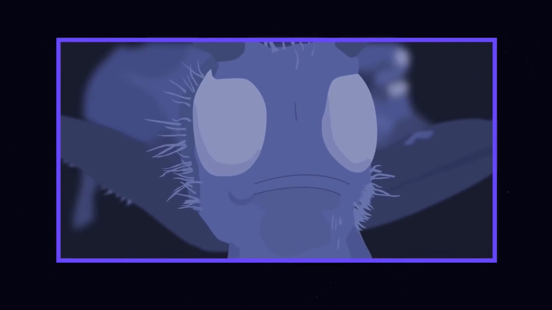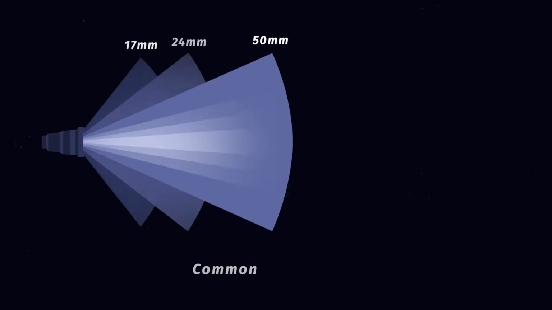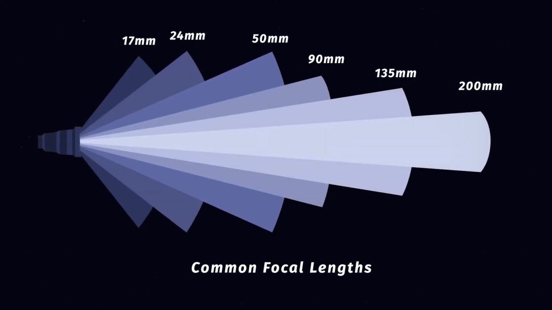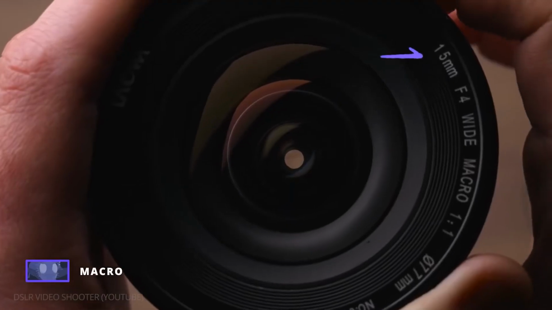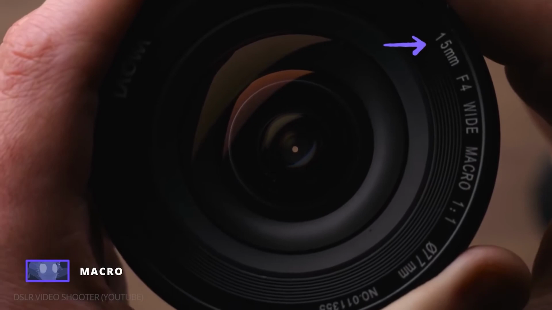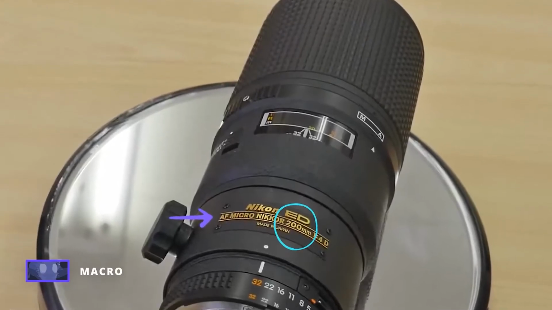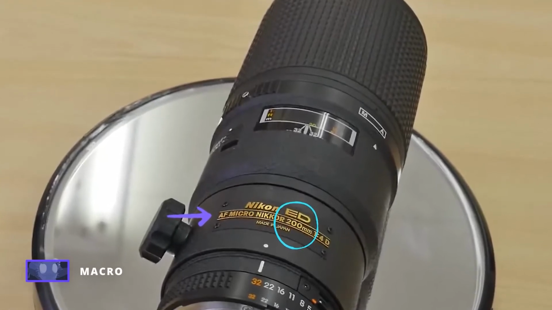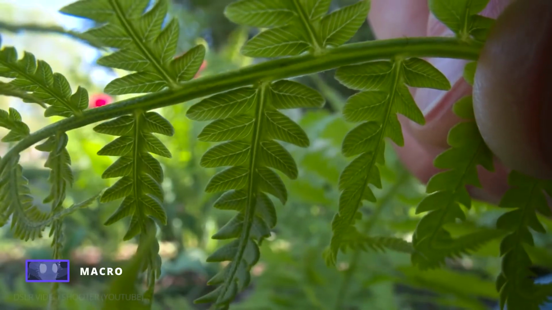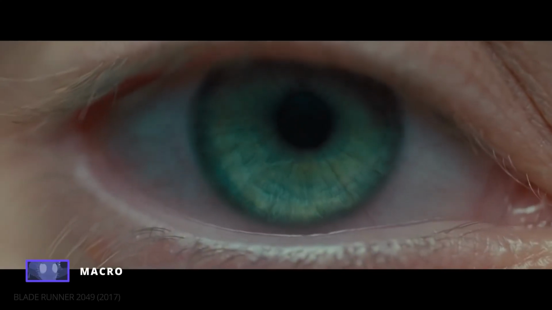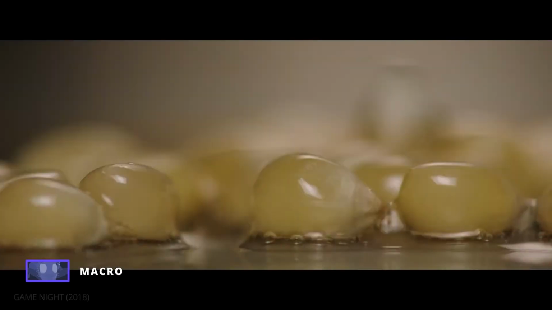Macro lenses. Macro lenses, sometimes referred to as micro lenses, don't fall within a specific focal range like our previous sections. For instance, you could have an extreme wide-angle macro lens with a focal length of 15 millimeters, or you could have a telephoto macro lens with a focal length of 200 millimeters. Macro lenses are defined by their ability to capture extreme close-up shots with the sharpest detail. This makes macro lenses perfect for extreme close-up shots.